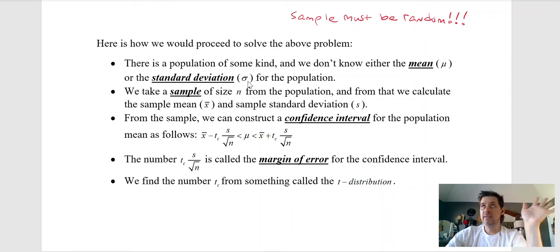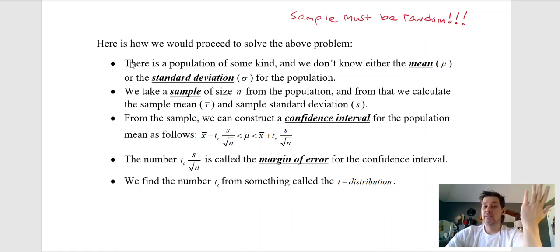The last section for our last test was like this, but the standard deviation of the population was known. That might seem kind of weird, because you're trying to study this population and you're telling me you don't know the mean, but you do know the standard deviation? How does that happen?